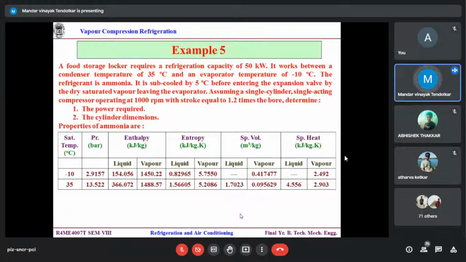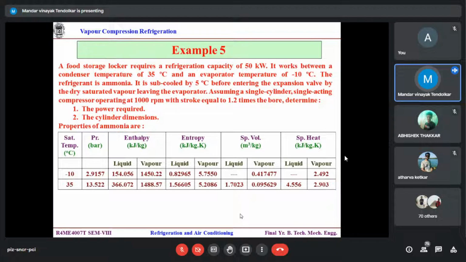Okay. A food storage locker requires a refrigeration capacity of 50 kilowatt. It works between a condenser temperature of 35 and an evaporator temperature of -10. The refrigerant is ammonia. It is subcooled by 5 degrees Celsius, so here subcooling is done. I tried to collect the examples in such a way that every aspect will be covered. So volumetric efficiency is done, superheating is done, subcooling is done. Subcooled by 5 degrees Celsius before entering the expansion valve, with dry saturated vapor leaving the evaporator. So evaporator exit is dry saturated.